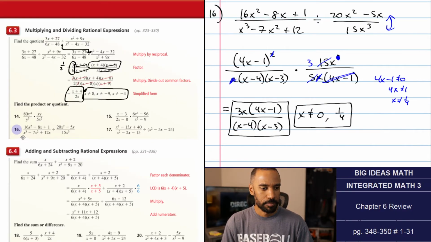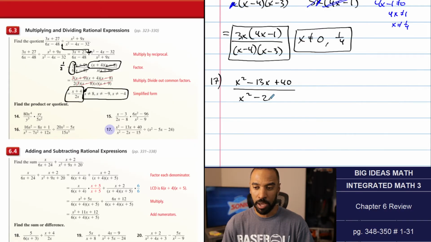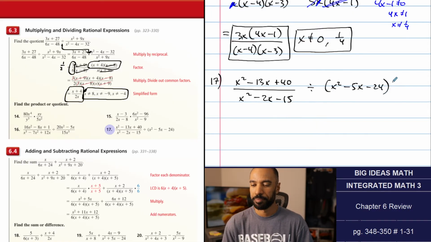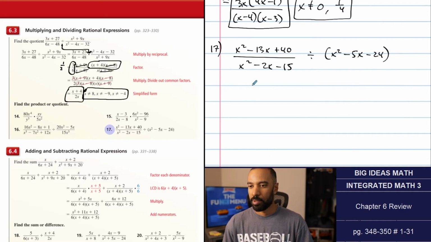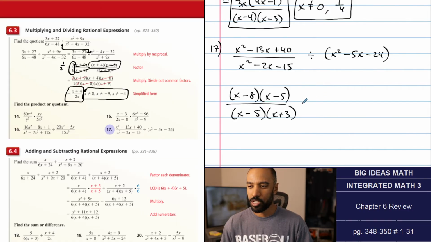Okay, let's go to number 17. On number 17, we divide a rational term by a polynomial quantity. So the polynomial quantity is just another way of saying that that thing's being divided by 1. And when you divide by a whole amount of something, then you can also rewrite it as 1 over that number when you multiply. So this one here factors to x minus 8 times x minus 5. This one factors to x minus 5 times x plus 3. This division here is also, once again, multiplication by this reciprocal, 1 over this guy.